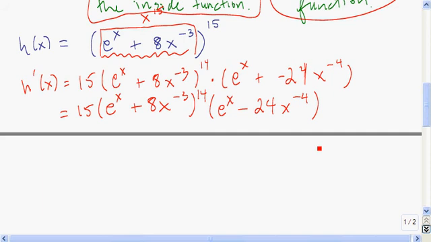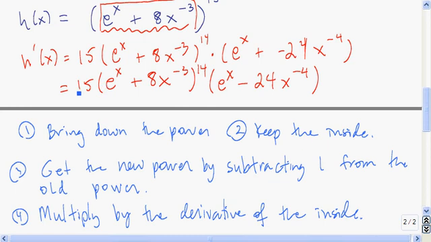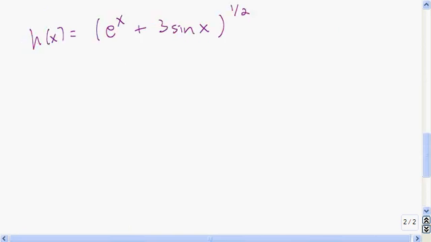Okay, so just another way we can think about this is we took the power, we brought it down, we kept the inside, subtracted 1 from the power, multiply by the derivative of the inside. Okay, so bring the power down, keep the inside, get the new power by subtracting 1 from the old power, multiply by the derivative of the inside. Okay, why don't you press pause while you work on finding the derivative of this function right here.